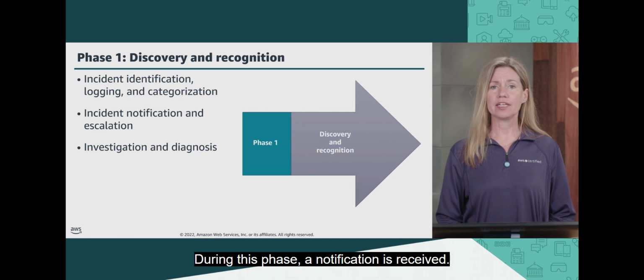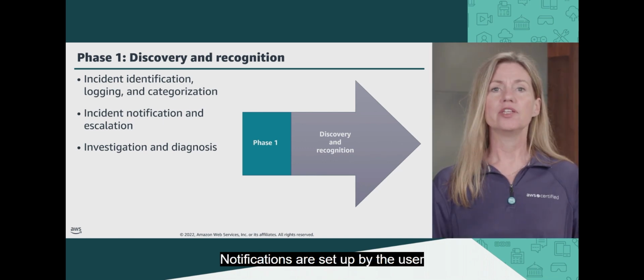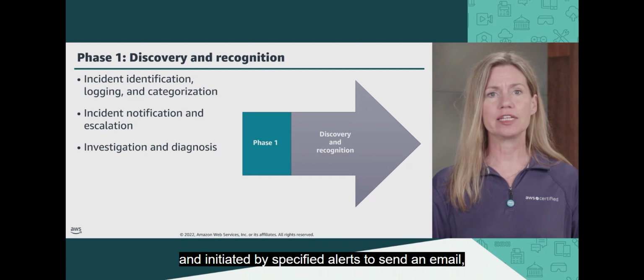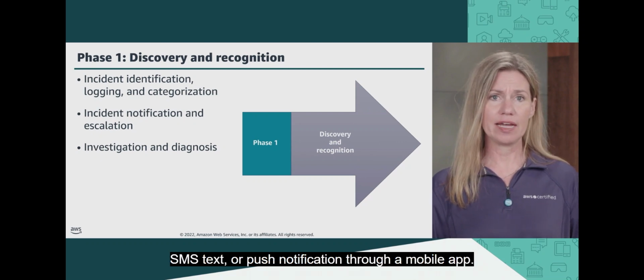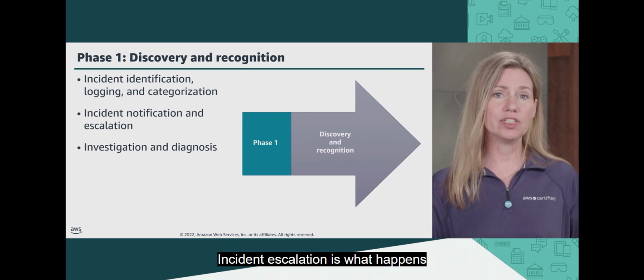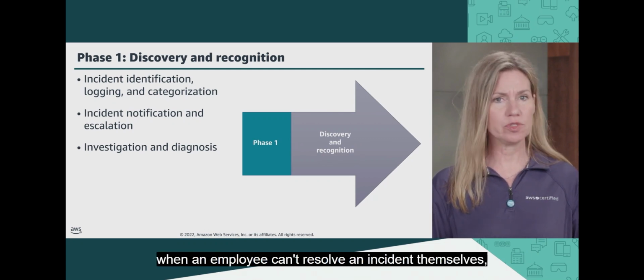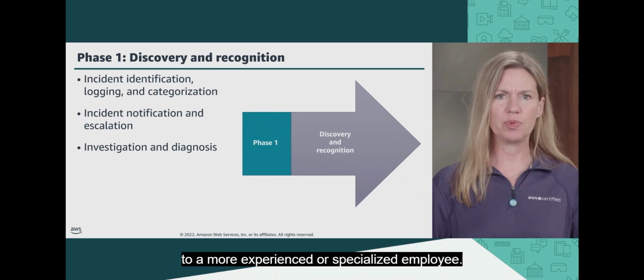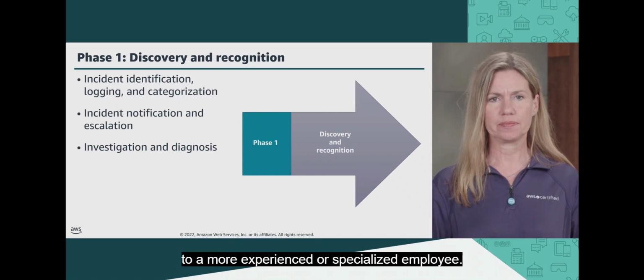During this phase, a notification is received. Notifications are set up by the user and initiated by specified alerts to send an email, SMS text, or push notification through a mobile app. Incident escalation is what happens when an employee can't resolve an incident themselves and needs to hand off the task to a more experienced or specialized employee.